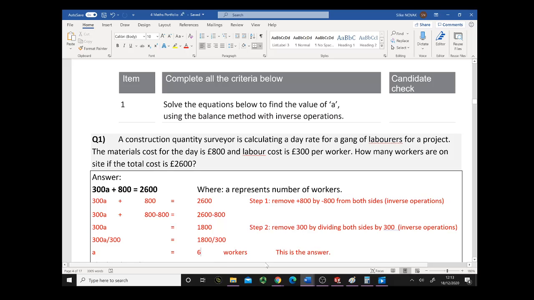So 18,000 divided by 300. So I've got 6 workers. Don't forget to put workers, do not put millimetres or metres or whatever, just make sure you put the right value. What are we trying to calculate here?